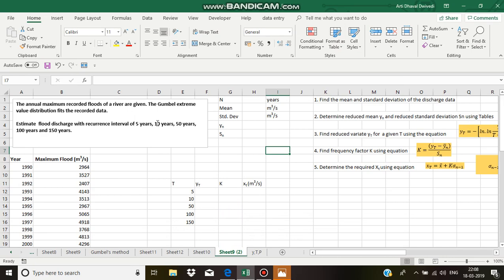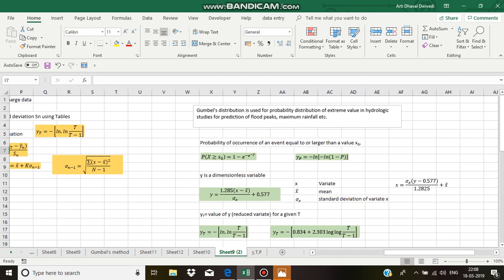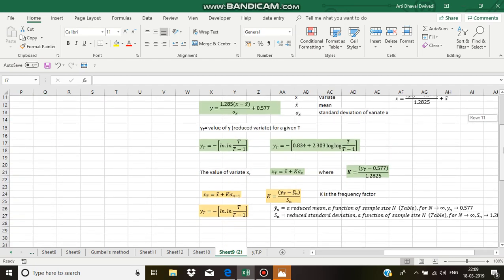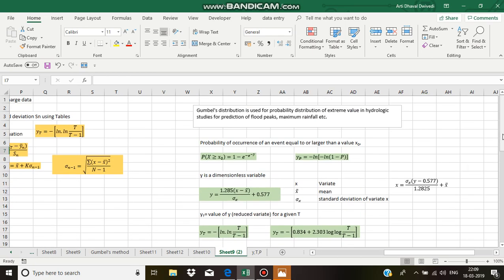Since the data follows Gumbel extreme value distribution, we will use a set of equations associated with this distribution to obtain the value of maximum flood. Now, Gumbel's distribution is widely used for probability distribution of extreme value in hydrologic studies for prediction of flood peaks, maximum rainfall, etc. And these are the equations associated with the Gumbel distribution.